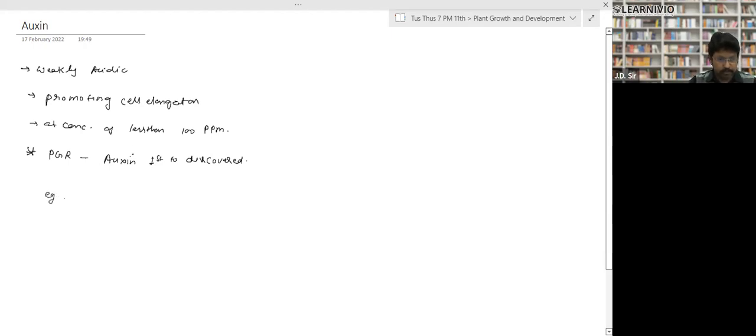What are the examples of auxin? Examples of those chemicals which are auxin are IAA, that is indole acetic acid, and one more, IBA, indole butyric acid. That is also auxin, right? These are the natural auxins.